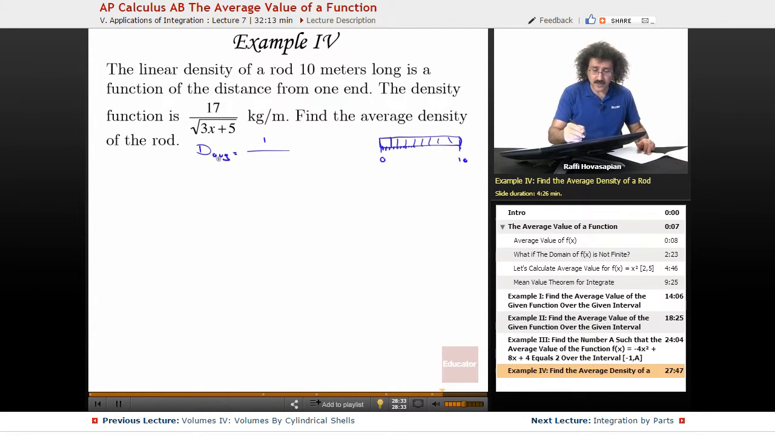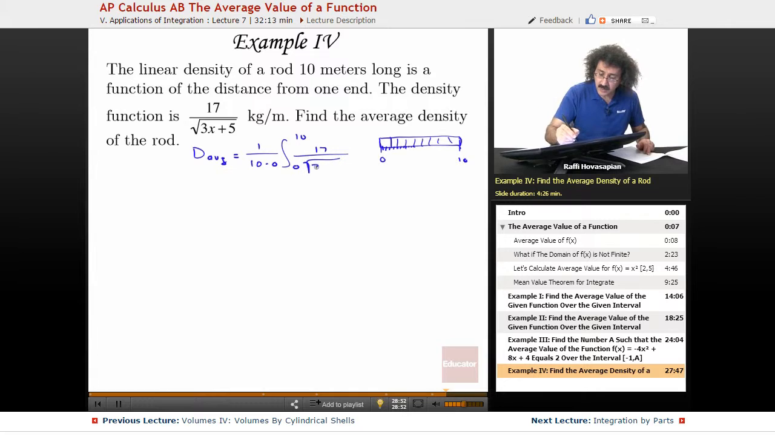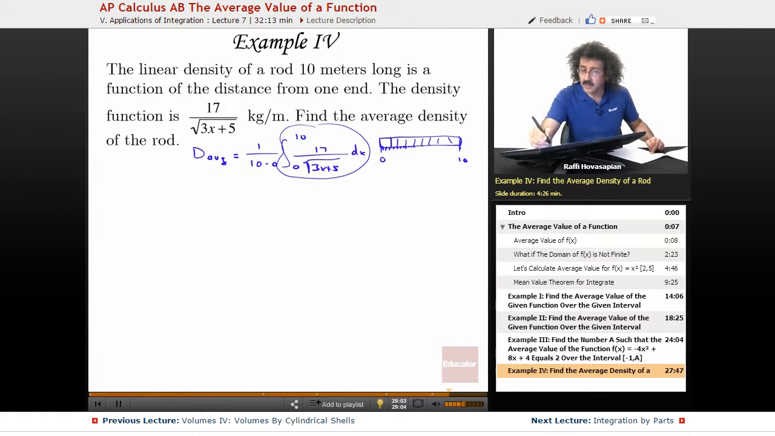Well, the average value is just the density average equals 1 over 10 minus 0, the integral from 0 to 10 of the function 17 over radical 3x plus 5 dx. Okay, well, let's see, how are we going to solve that integral? Well, let's go ahead and do this.